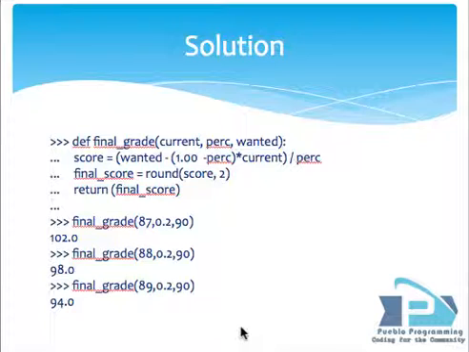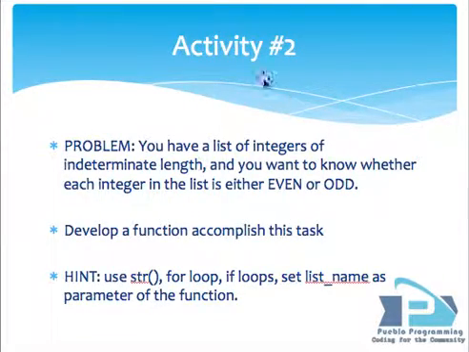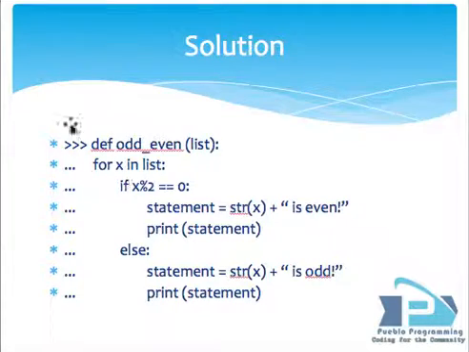And the solution, as we see, is pretty simple, just right here, and then we test it out a few times. This is the second problem, and we've done this before, and the solution is, remember, odd, even, and we have a list, and for x in the list, we just loop through.